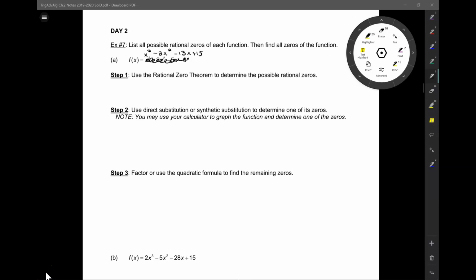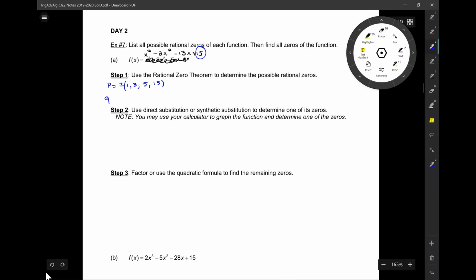First, we're going to use the rational zero theorem to determine the possible zeros. So what we're going to do is use that 15 for the p. And so we're going to say, okay, p equals plus or minus the factors of 15. So those are 1, 3, 5, 15.